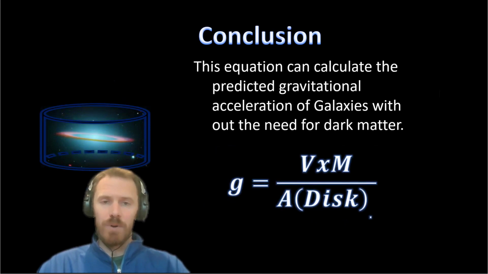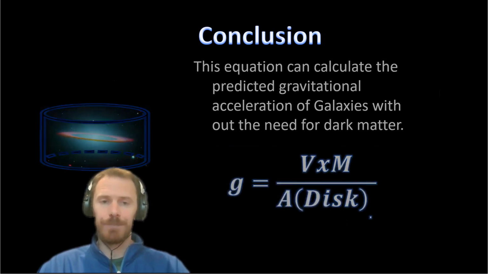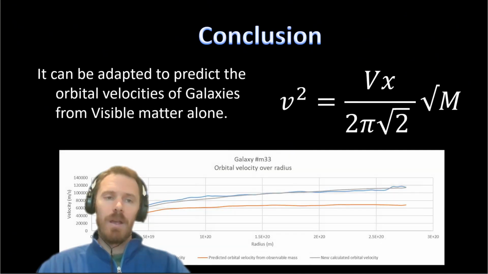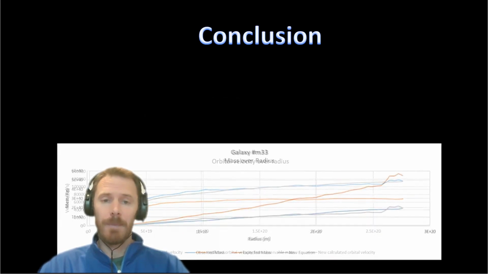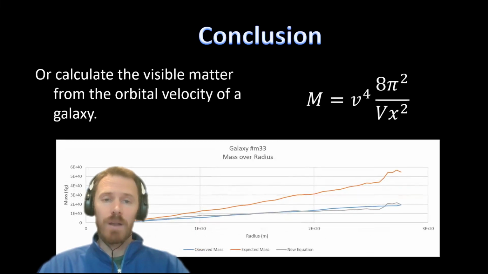And the most important point here is that this equation can calculate the predicted gravitational acceleration of galaxies without the need for dark matter. It can be adapted to predict the orbital velocities of galaxies from visible matter alone without the need for dark matter. Or it can calculate the visible matter from the orbital velocity of that galaxy, again excluding the need for dark matter.